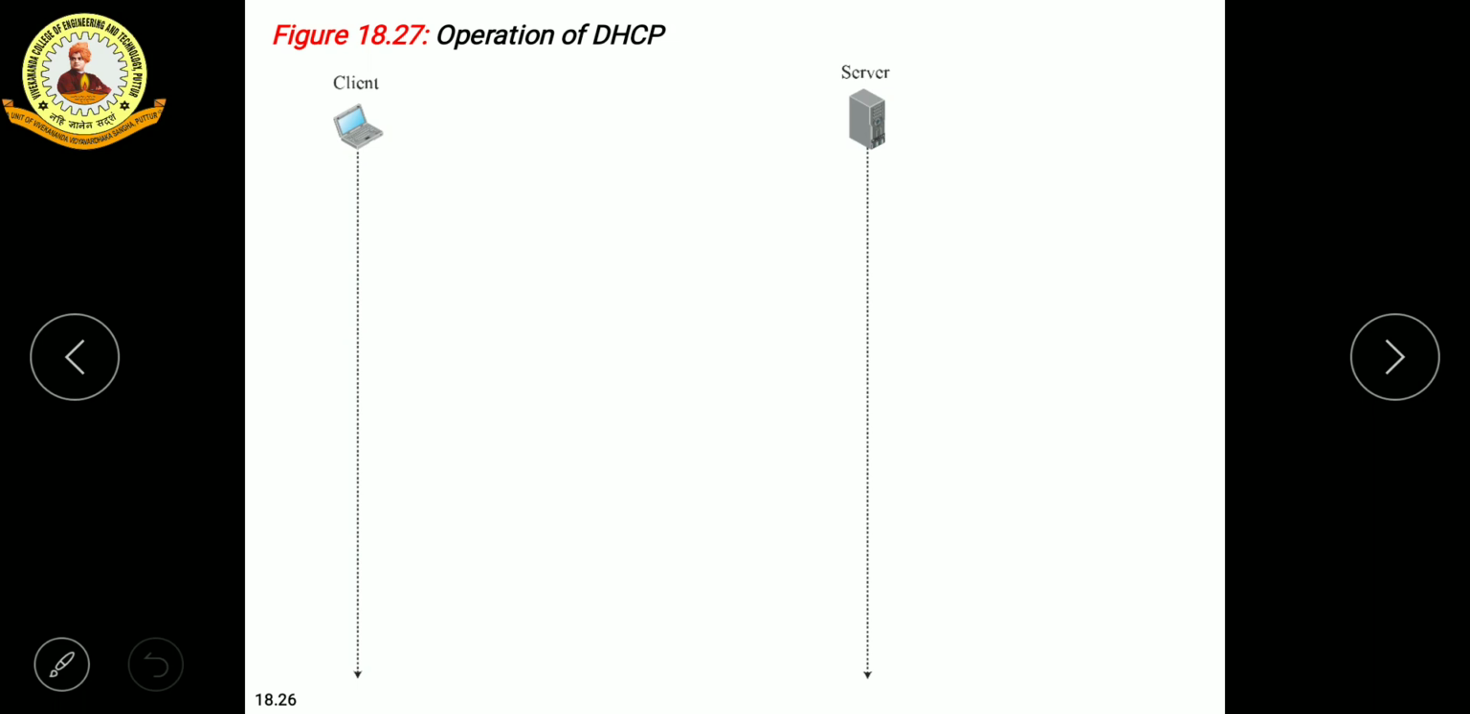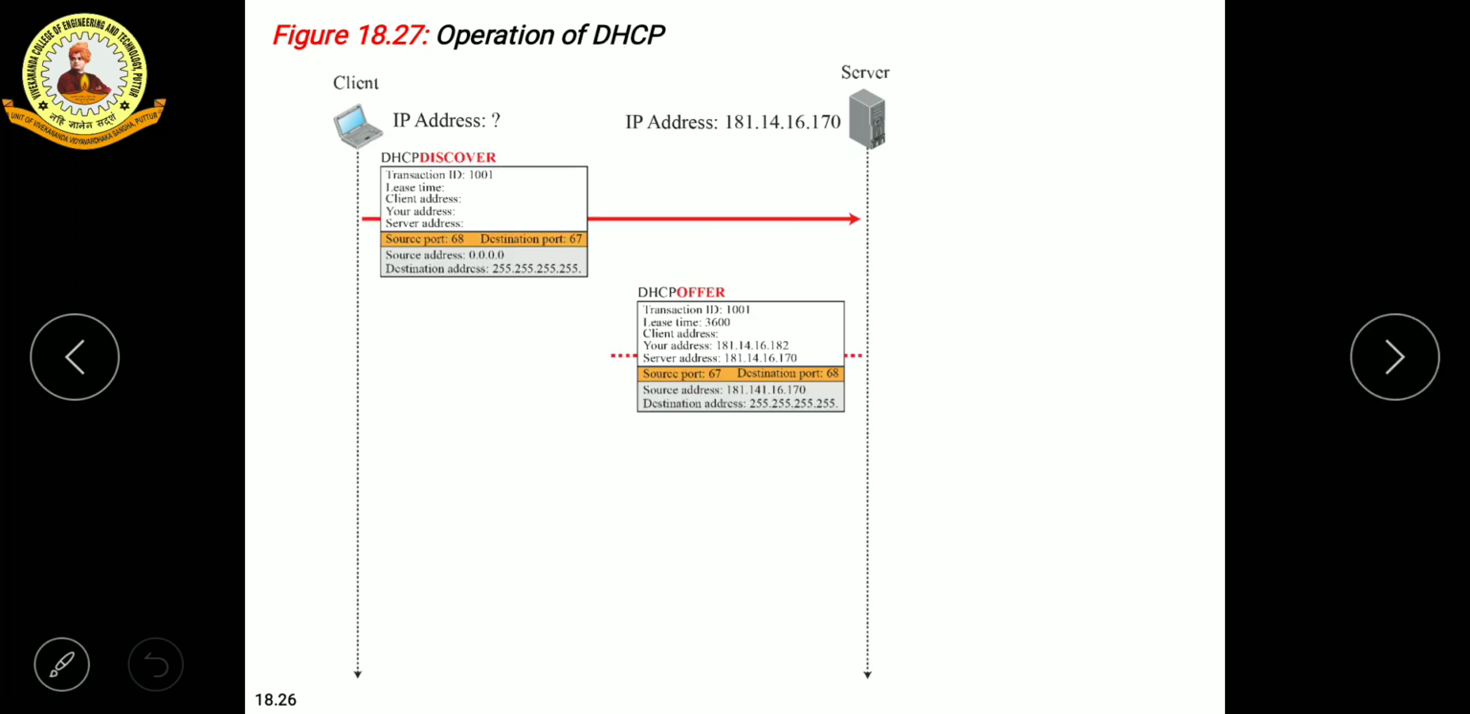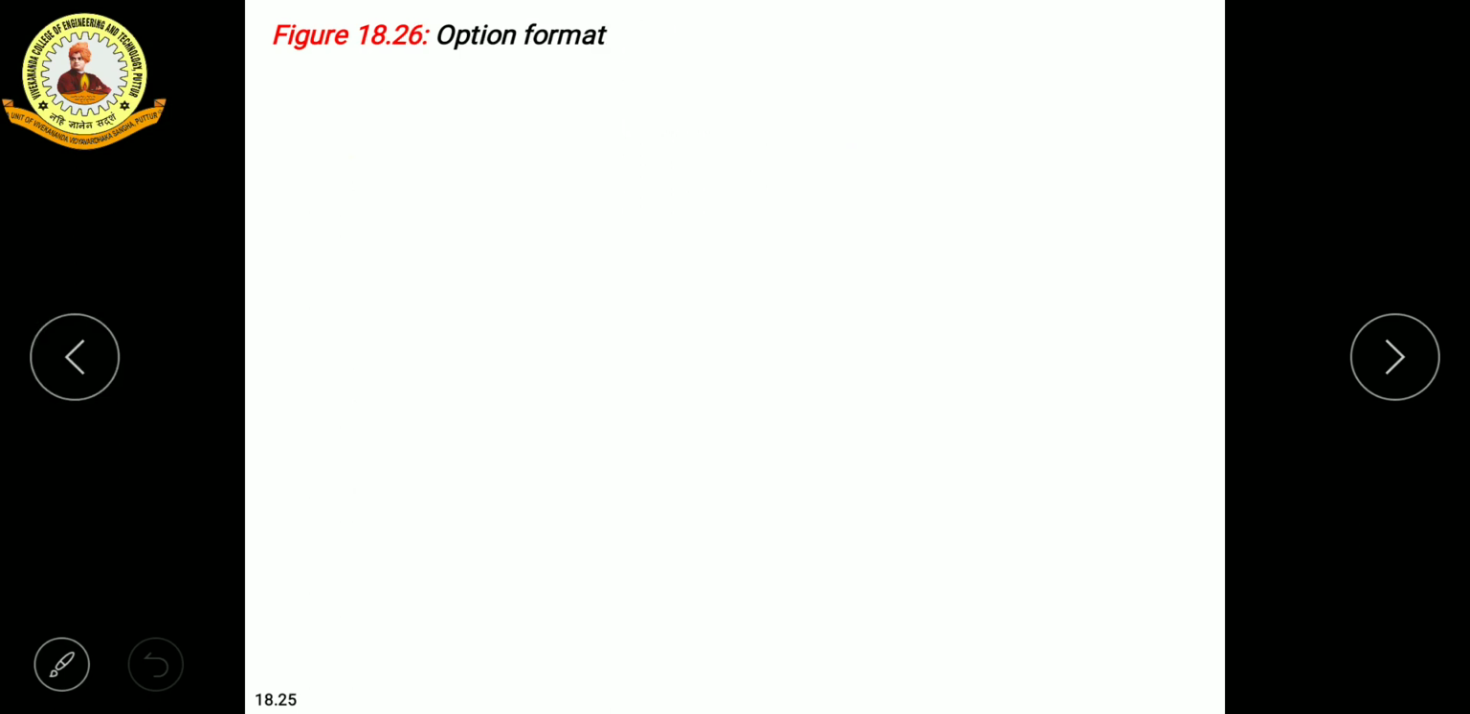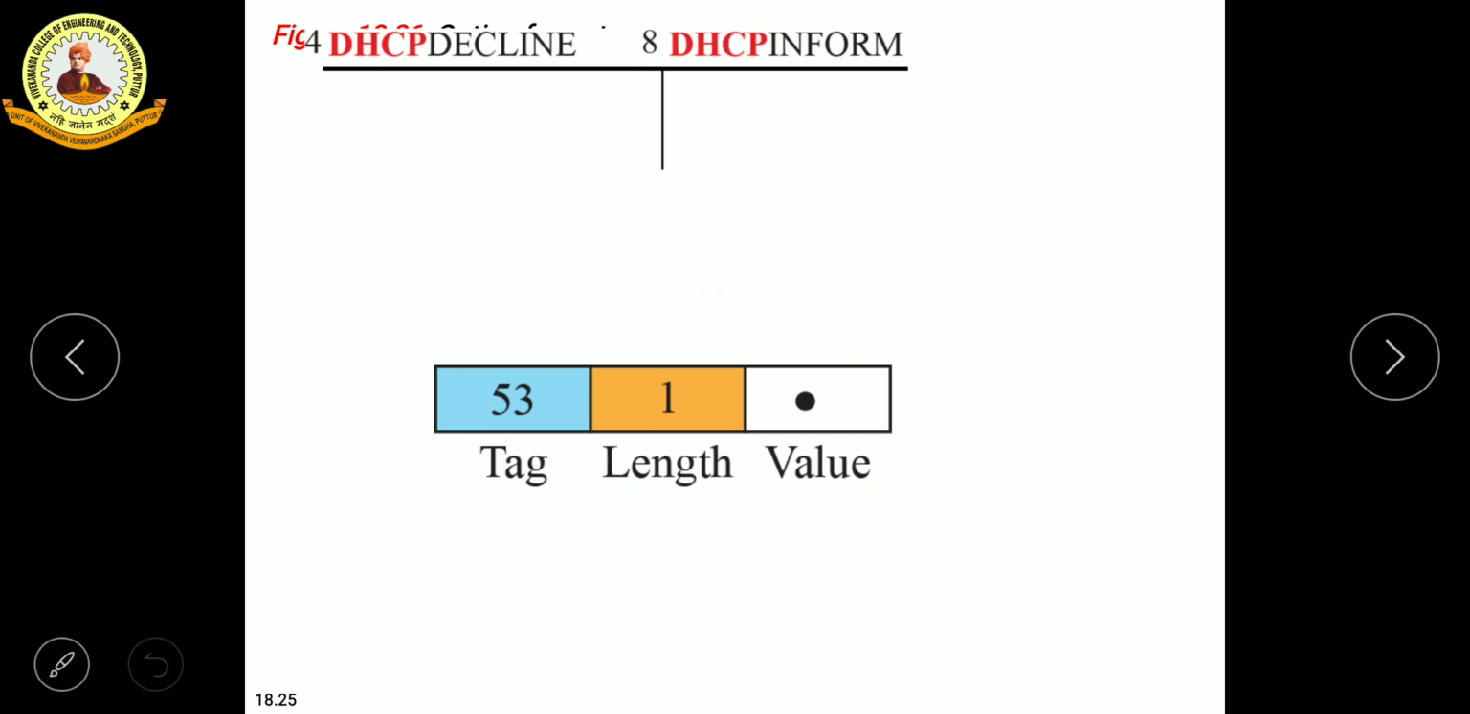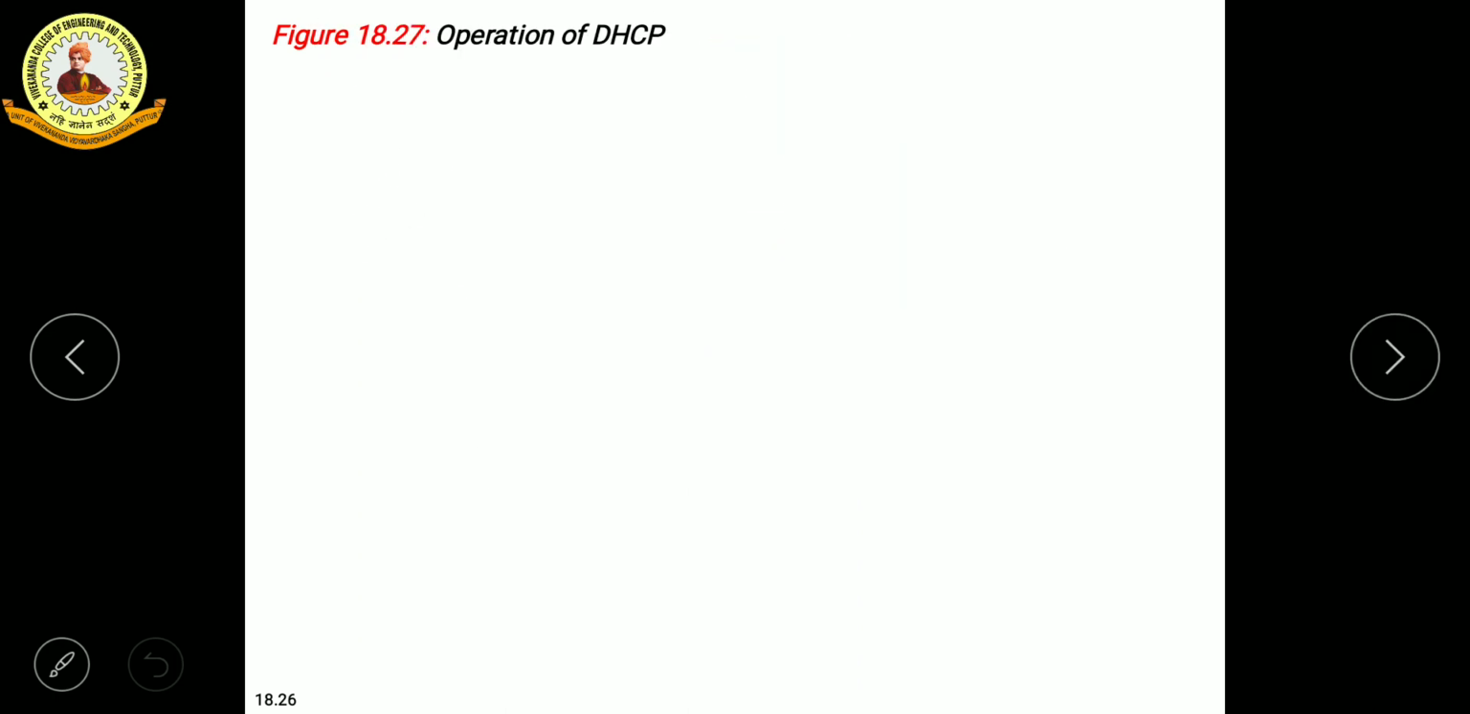Operation of DHCP is important in this chapter. Explain the operation of DHCP: you have to draw this diagram and explain. I'll explain each and every step one after the other. We'll go back to that figure again. We have client and server. As I've already told you, DHCP is a client server protocol in which the client sends a request and the server returns a response message. Please keep this in mind.